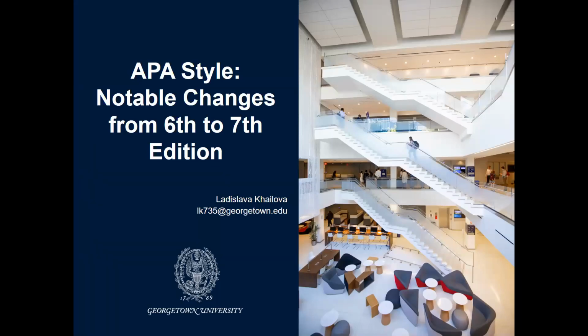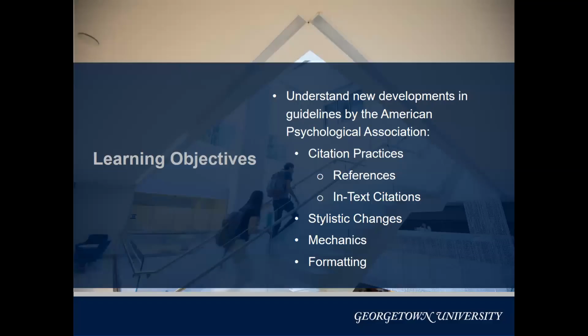Welcome to the SCS Library tutorial on recent changes to the APA Publication Manual. The tutorial will cover some of the notable developments that occurred in the APA style in the new 7th edition. We will focus mostly on the area of citation practices, both in terms of lists of references and in-text citations, but we'll also cover basic changes in style rules, as well as in mechanics and formatting.